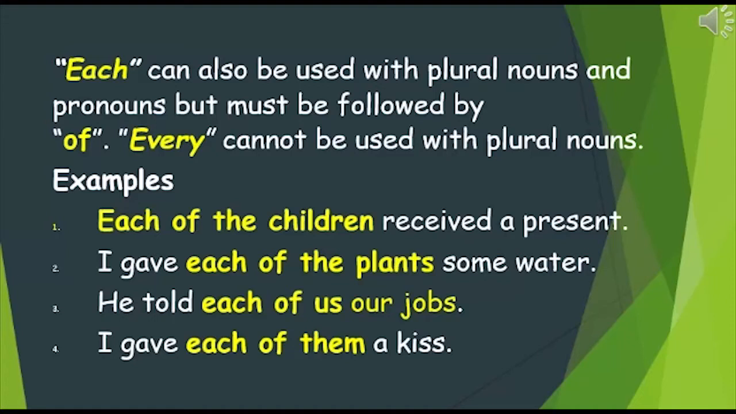He told each of us our jobs. I gave each of them a kiss. Here, us and them are object pronouns, and they are in the plural form.